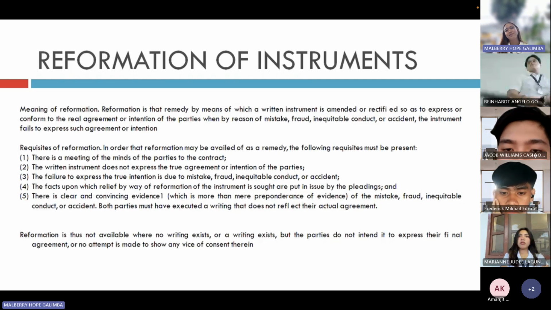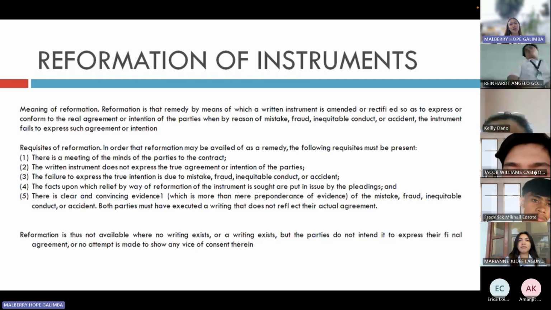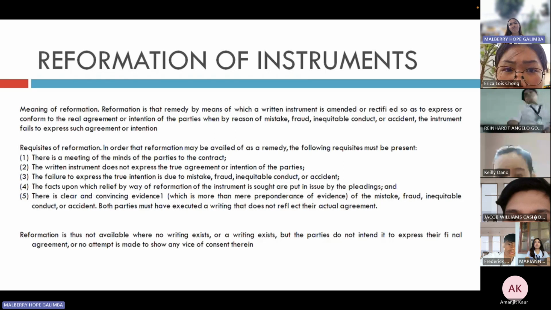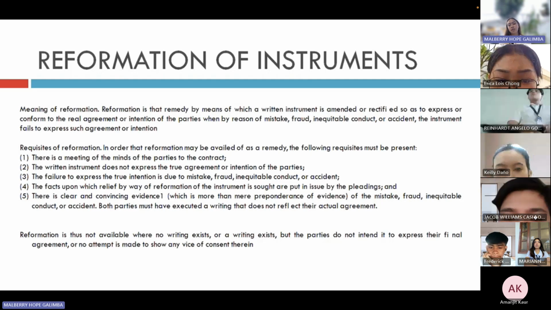What are the requisites of reformation in order for you to avail of such remedy? In case the parties agreed, but your intention was not expressly stated in the contract, or your intention is different from what was written in the contract, you need not cancel the contract. You only need to reform it to conform to the real intention of the parties.